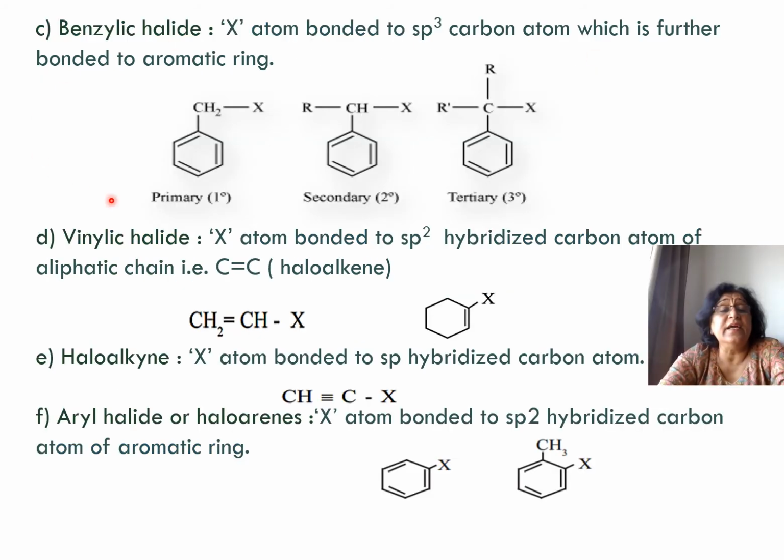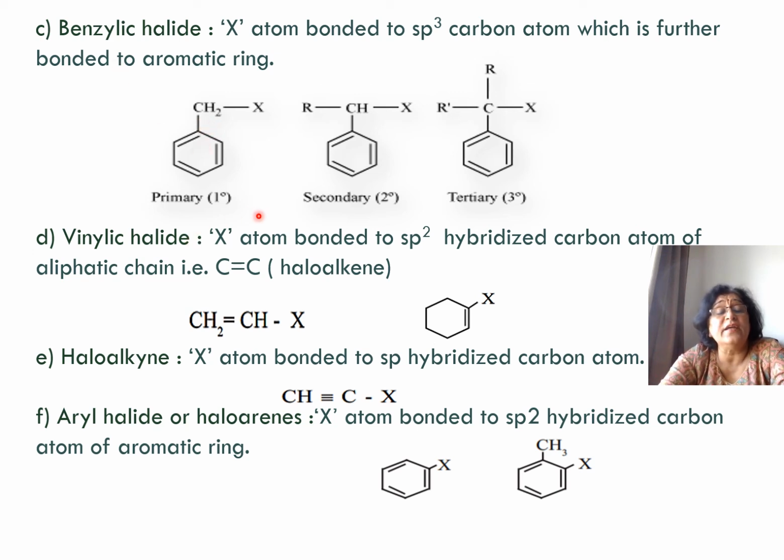Then benzylic halide. In benzylic halide, what happens? The halogen atom is bonded to an sp3 carbon, which is further bonded to the aromatic ring. So here you see this carbon is bonded to the halogen. How do you know it is an sp3 carbon? When all four valencies are satisfied by single bonds, then it is sp3 carbon. So the halogen is attached to the sp3 carbon, which is attached to the aromatic ring. Such a compound is called benzylic halide.